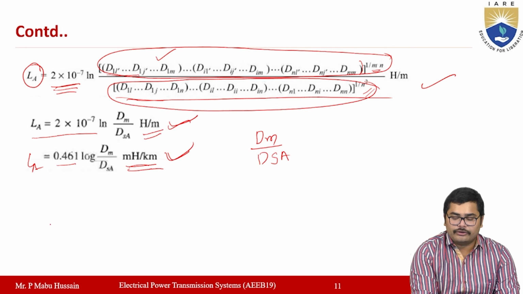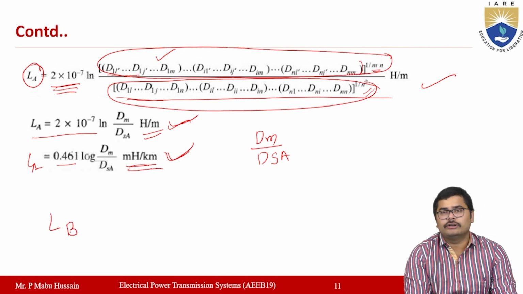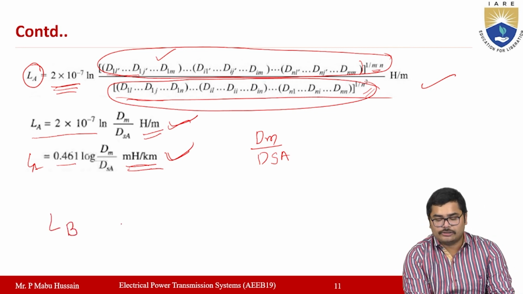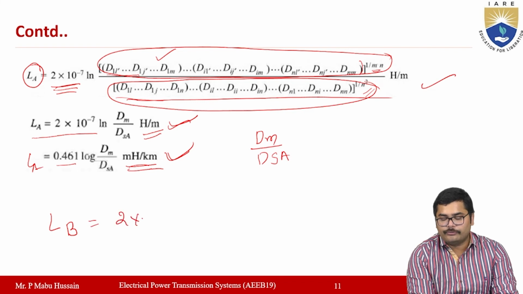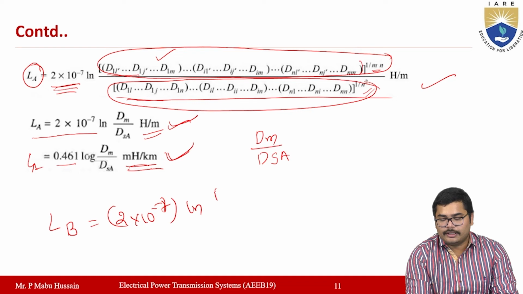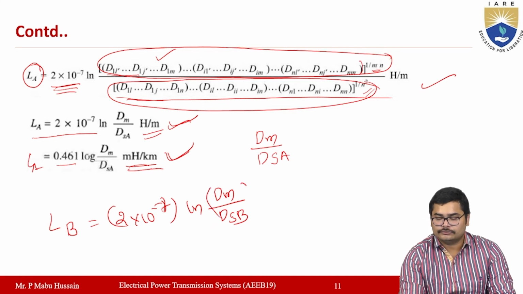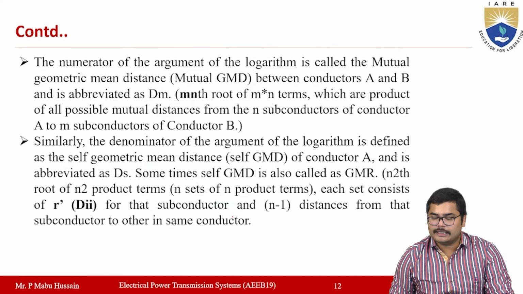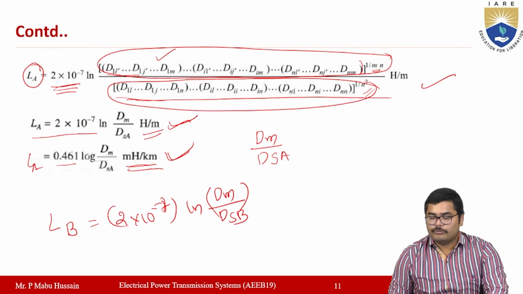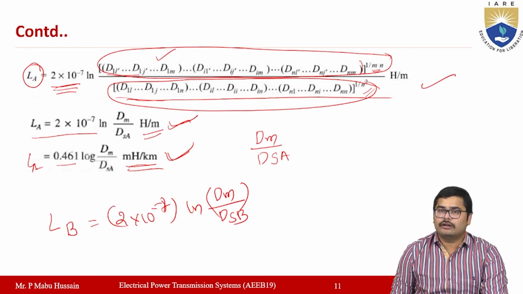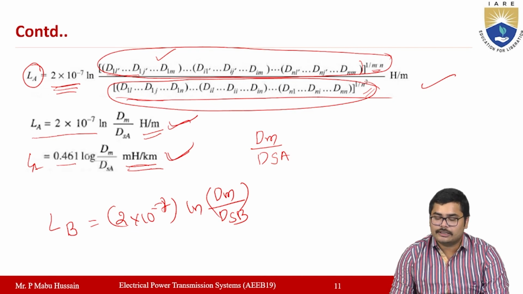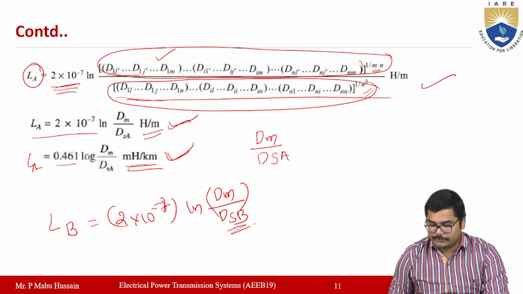In a similar way, you can write the inductance equation for conductor B also. This will be equal to 2 × 10^-7 ln(dm/dsb). So what are dm and dsb? dm is the mutual GMD, dsA is the self GMD of conductor A, and dsb here is the self GMD of conductor B.